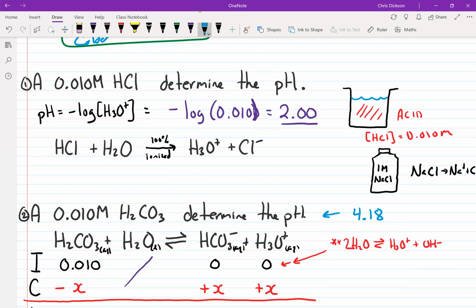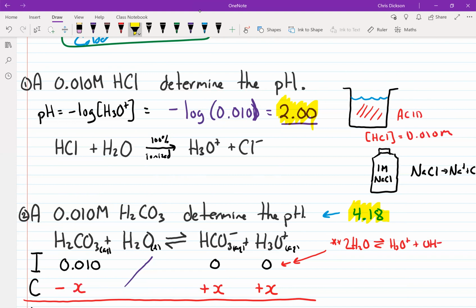Now, if you compare the two numbers, the 2.00 and the 4.18, and you say to yourself, okay, well, it is higher. It's definitely not as low as 2. It's definitely not as acidic as HCl is. You could be thinking to yourself, well, it's only a difference of 2. Like, it went from 2 to about 4, so that's not that big of a deal.